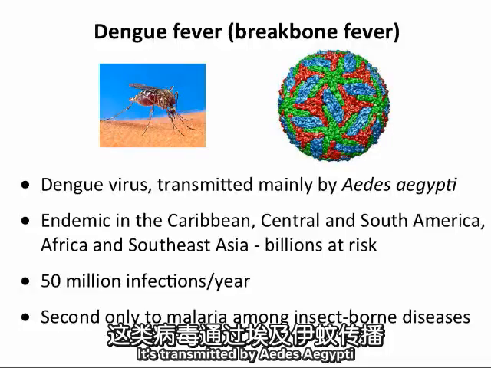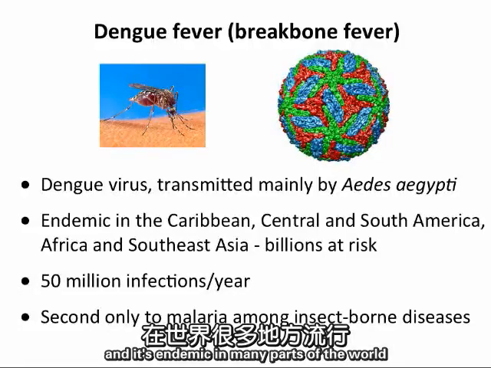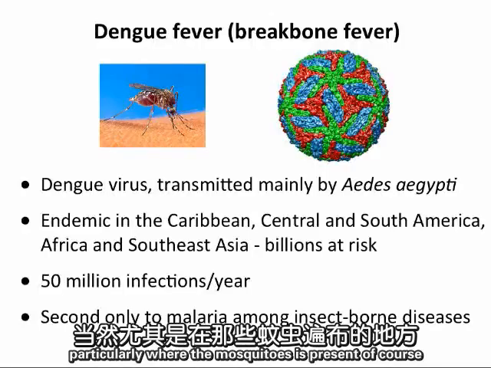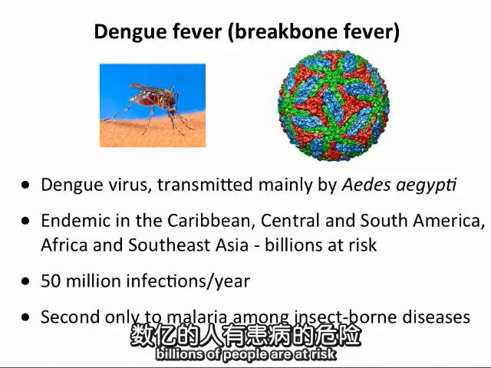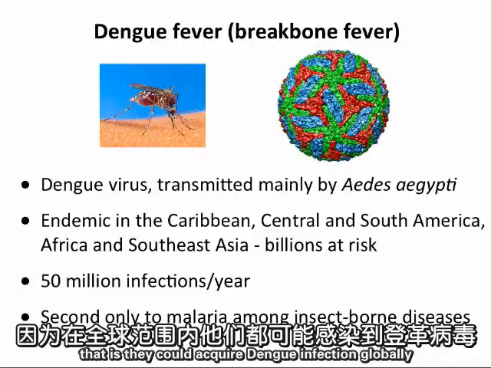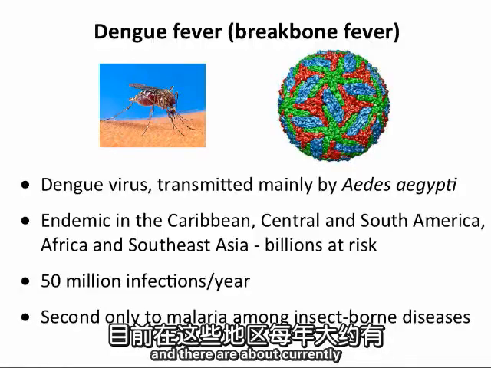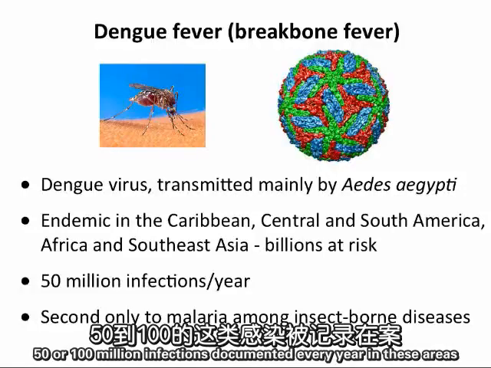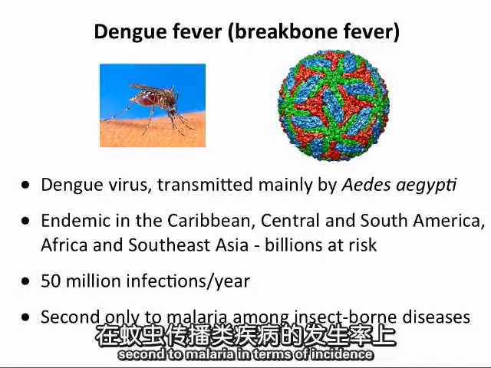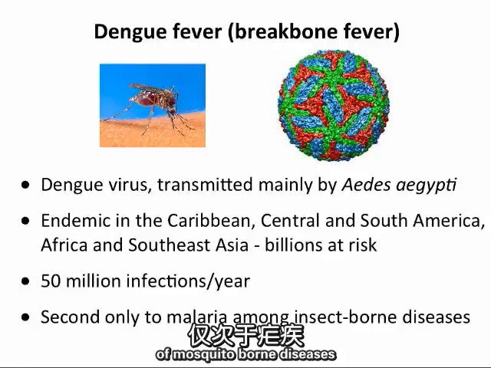It's transmitted by Aedes aegypti, and it is endemic in many parts of the world, particularly where the mosquito is present, of course. Billions of people are at risk. That is, they could acquire dengue infection globally. And there are currently about 50 to 100 million infections documented every year in these areas. Second to malaria in terms of incidence of mosquito-borne diseases.